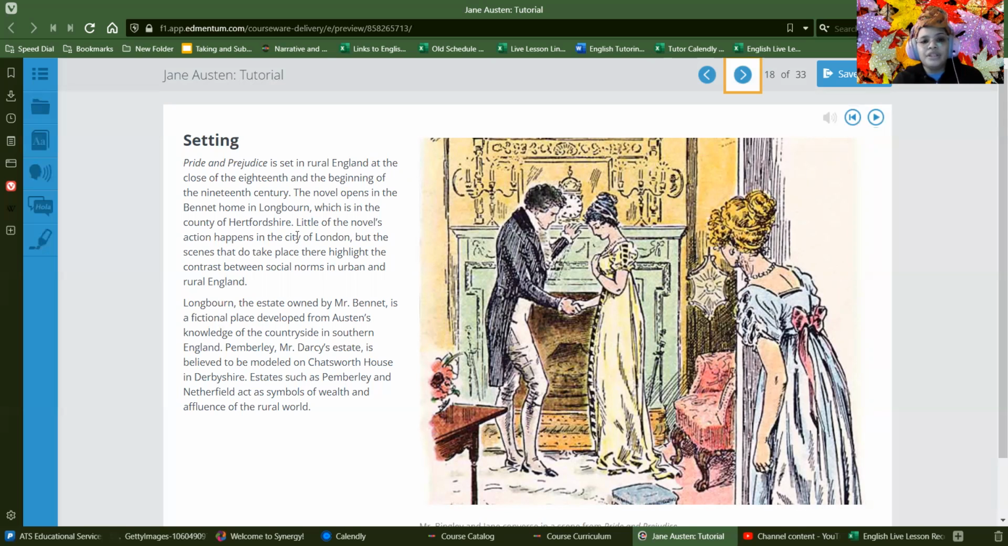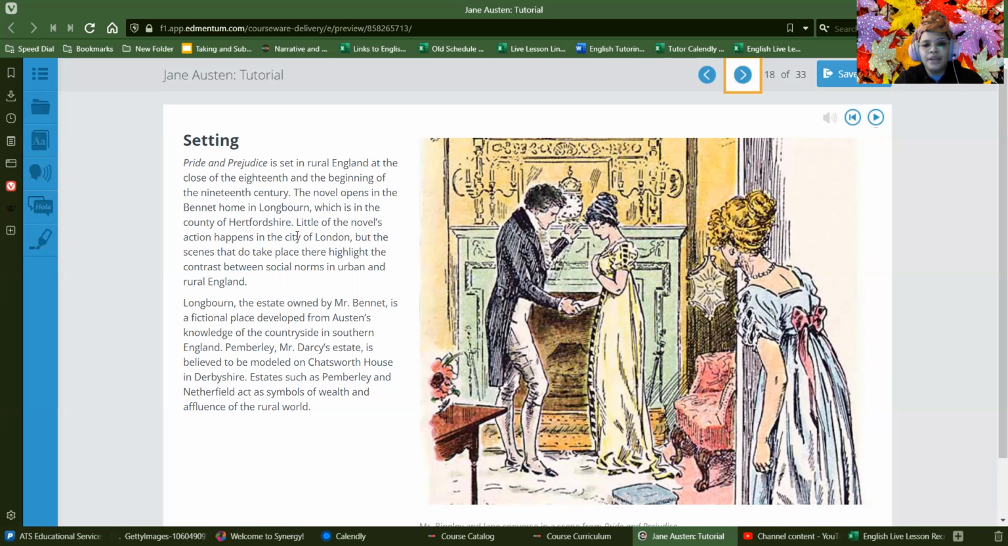So the novel opens in the Bennet home, and it involves Mr. Bennet talking to his wife about who is coming to move to the property that's near theirs. And his wife, Mrs. Bennet, talks about pretty much the fate of the girls, trying to get them married so that they can have someone to take care of them.